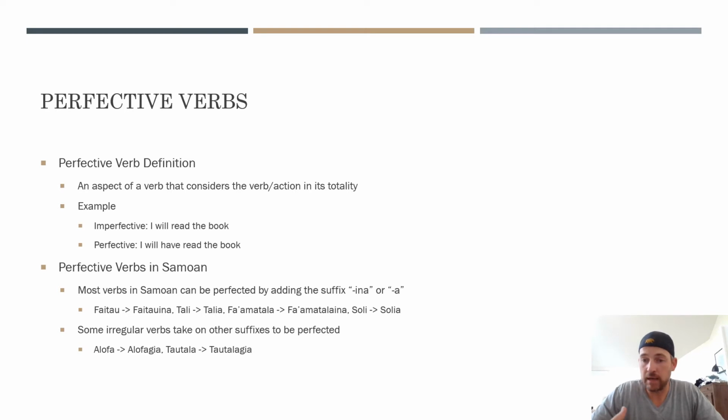Moving on, fa'amatala. Fa'amatala is the Samoan verb to explain. Fa'amatalaina is the perfective form of that. Soli is the Samoan word for to crush or to tread or trespass. And then solia is again the perfective form of that. So you can see how a and ina are added to verbs to make them perfective or to affect that perfective aspect.